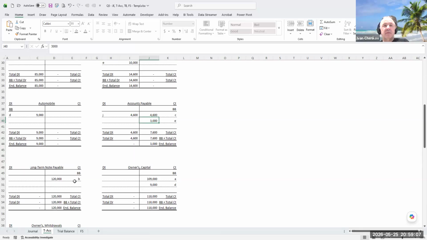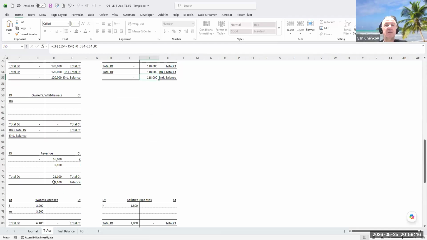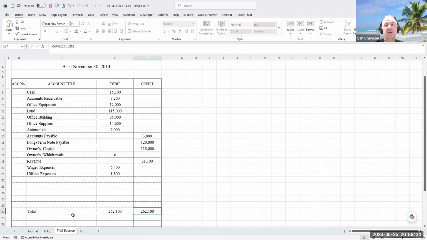What else happened? We have a long-term notes payable, 120,000. We have owner's capital, 108,000. We're generating revenue 21, but we're generating expenses for the wages and utilities. So if you check the trial balance, as you can see, we are in balance. So that means we haven't made any mistakes. Once we're in balance, that's perfect. That's what we want.